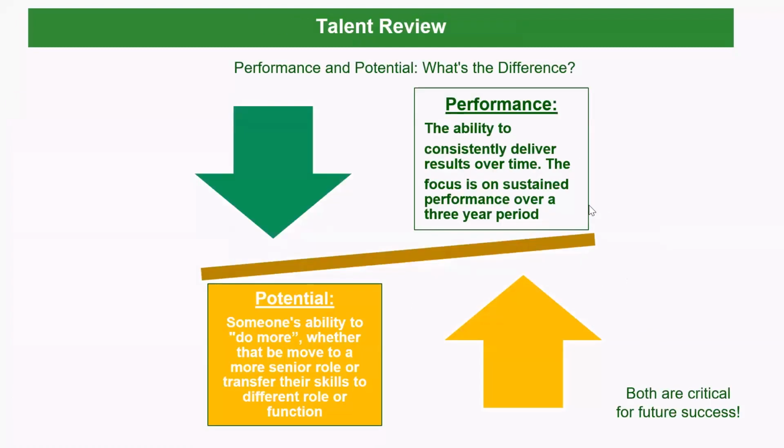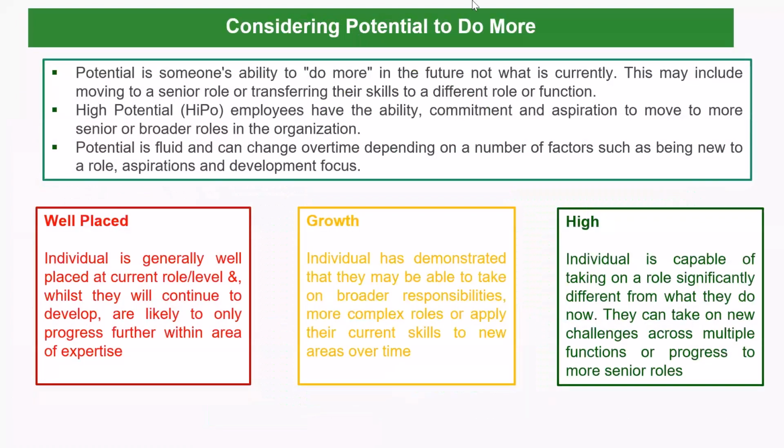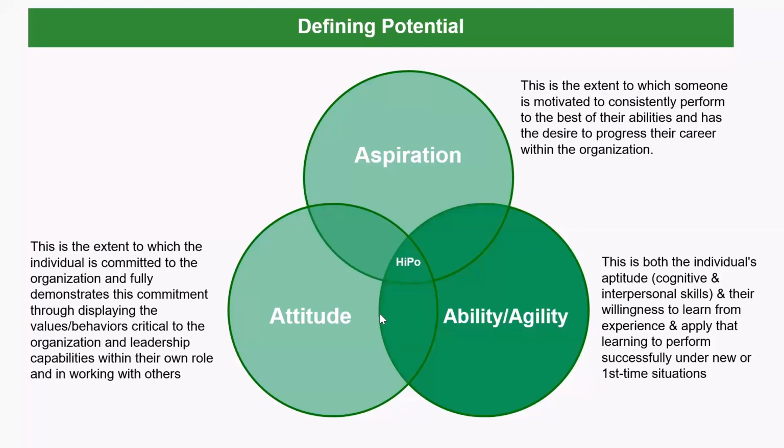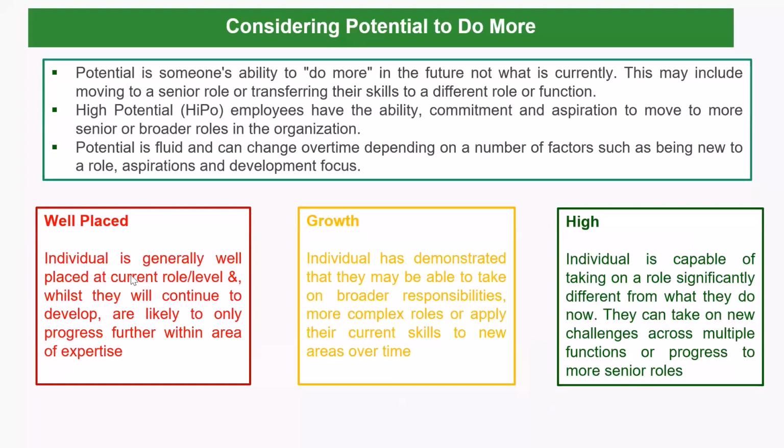Now, let's look at potential. Yes, we've defined potential: aspiration, attitude, and ability. Then you can also group people into 3 potential categories: well-placed, growth, and high. Well-placed potential simply means an individual who is generally well-placed at their current role or level, and while they will continue to develop, is likely to only progress further within an area. So this person is well-placed within his function.